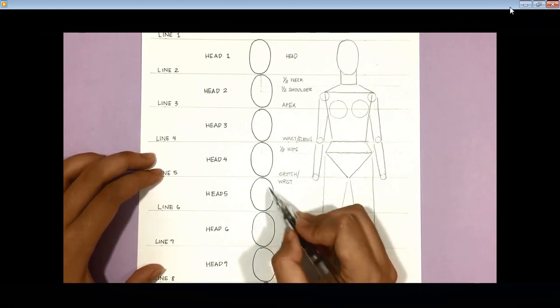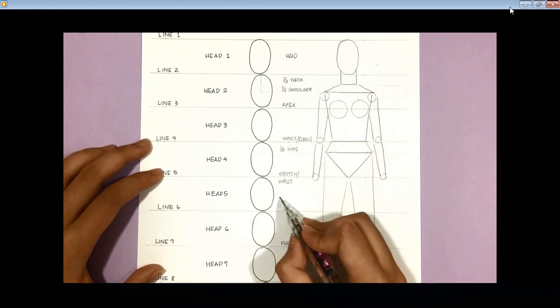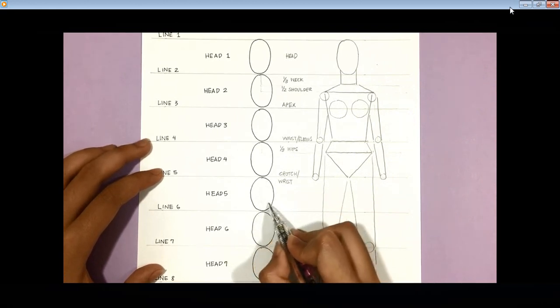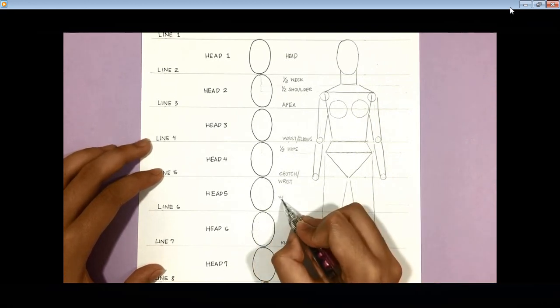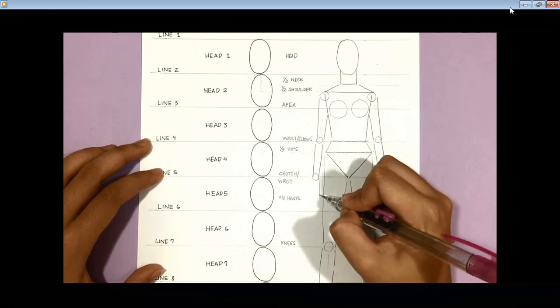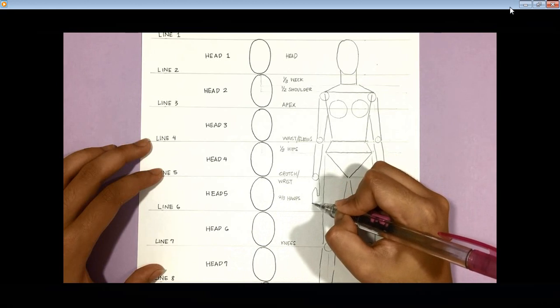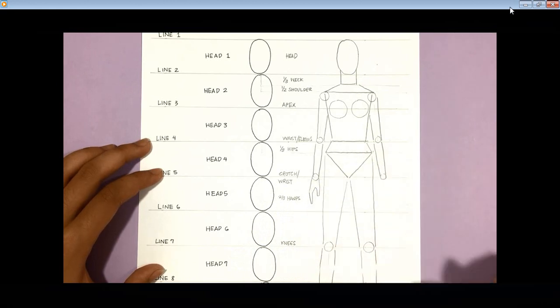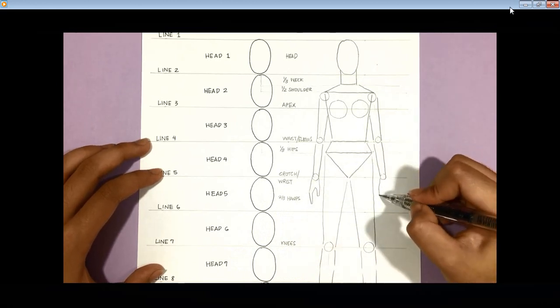Then finally, roughly the size of head 5, I say about 2/3 of head 5 is where the hands are going to be. Now, you can draw the hands as large as head 5, but I wouldn't draw them any smaller than 2/3 of head 5. And that is basically it.